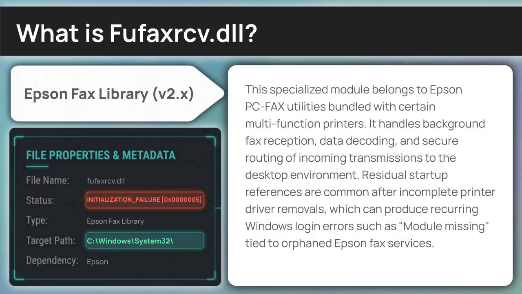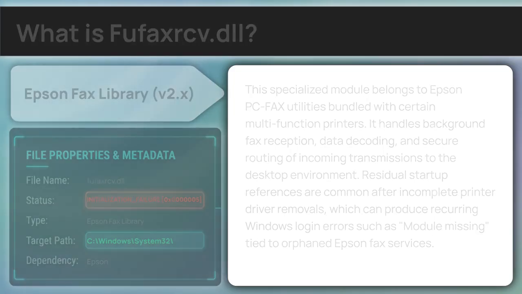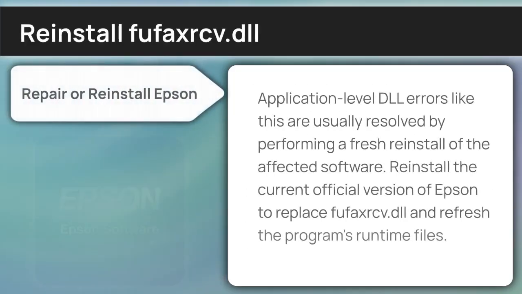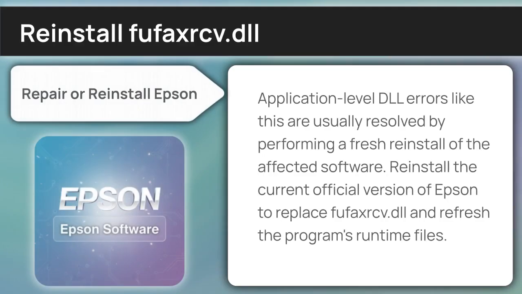Now that the technicals are covered, let's run the official installer. Application-level DLL errors like this are usually resolved by performing a fresh reinstall of the affected software. Reinstall the current official version of Epson to replace Fufaxrcv module and refresh the program's runtime files.